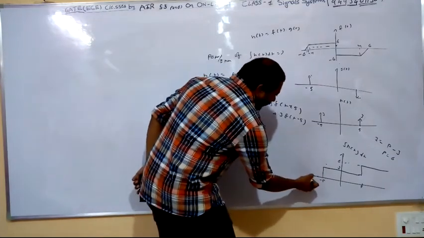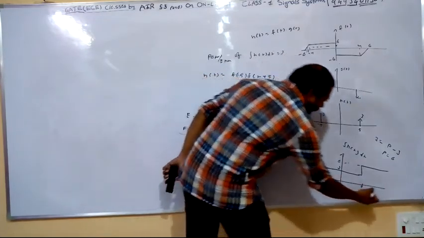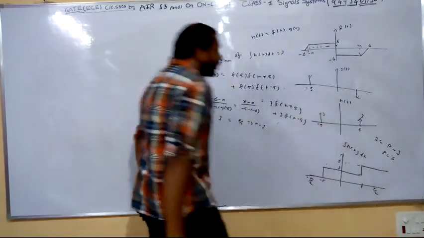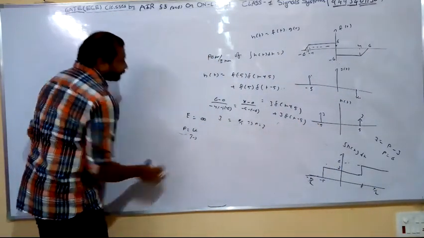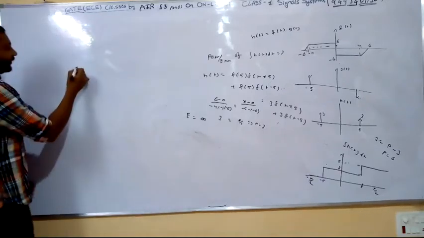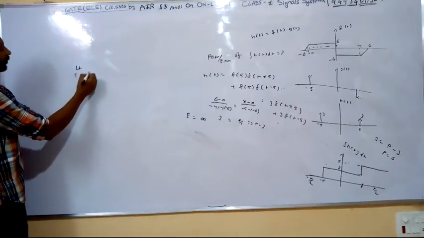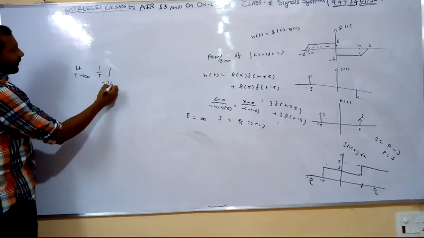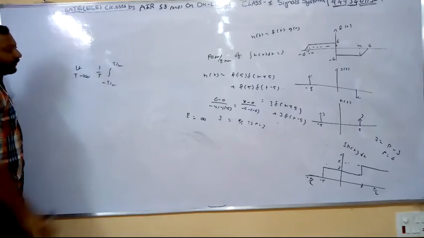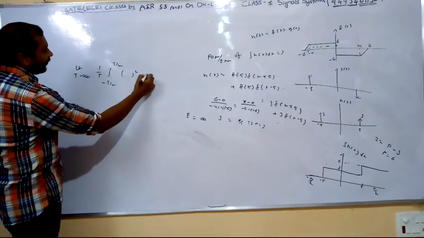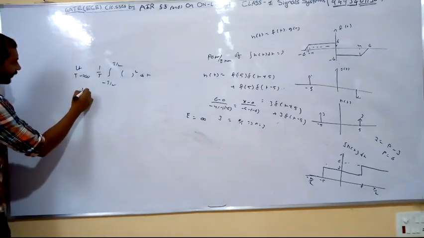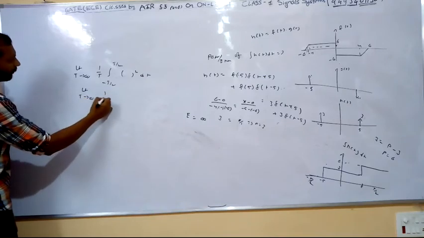For power, we consider from minus T by 2 to T by 2. I am considering somewhere here minus T by 2 and somewhere here T by 2. That we have to calculate. This P is equal to the limit as T tends to infinity of 1 by T times the integration from minus T by 2 to T by 2 of the signal square of t dt.